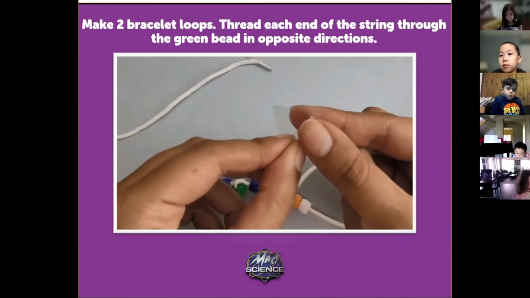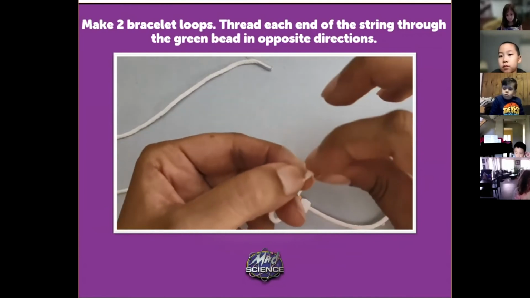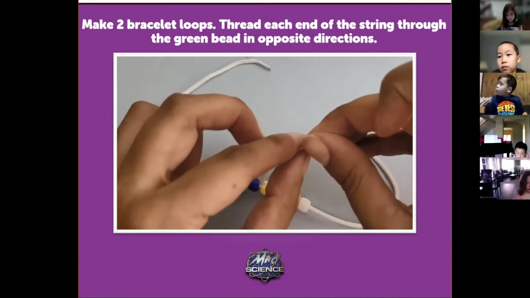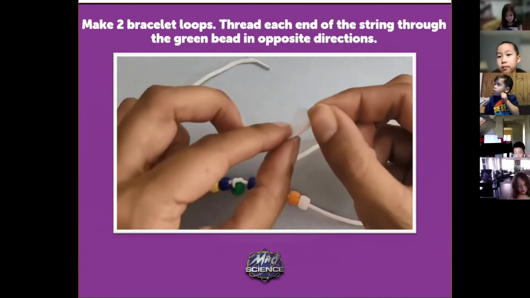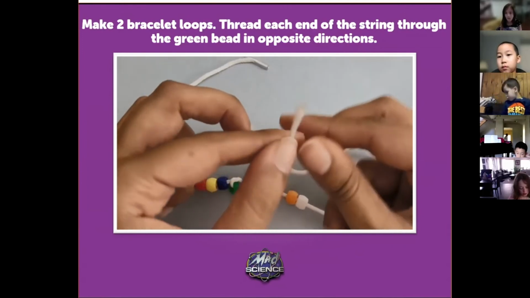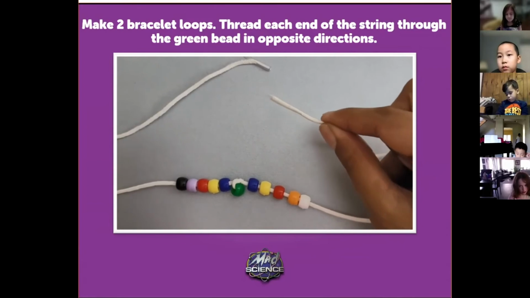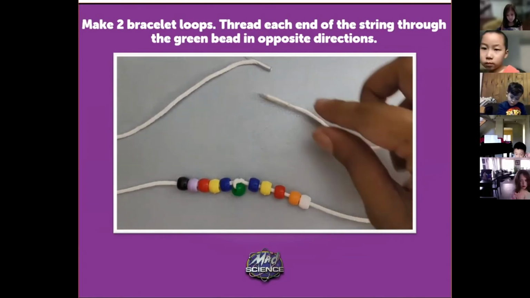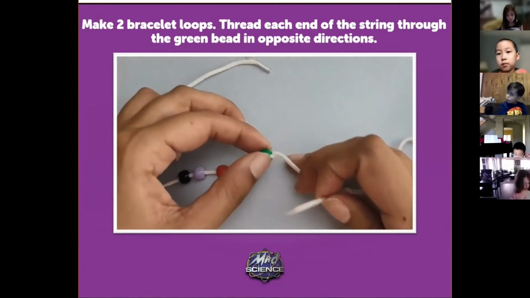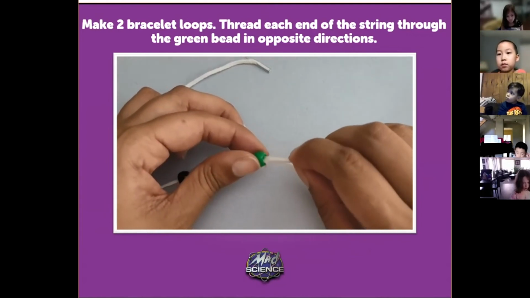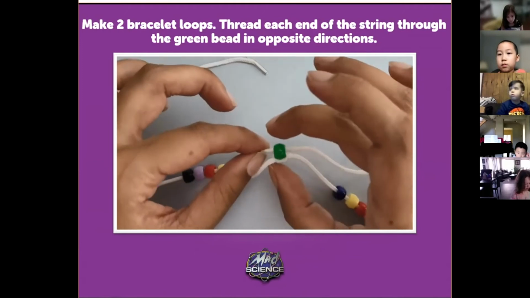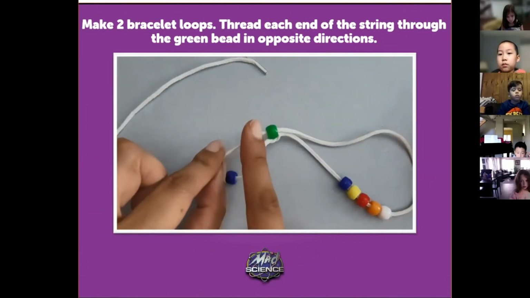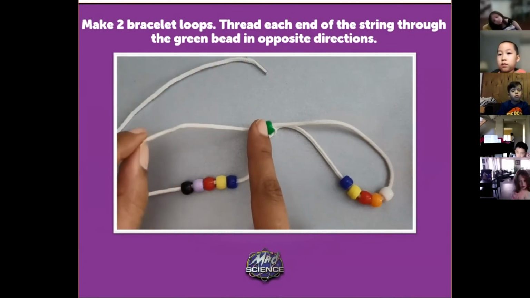What I'm doing here is putting tape around the end so that it'll help me push the string through the green bead. You're going to take one end of your string and put it through the center green bead. Push, push, push. It might be a bit hard because we're running out of space in the center of the green bead. And you're going to end up with a loop.